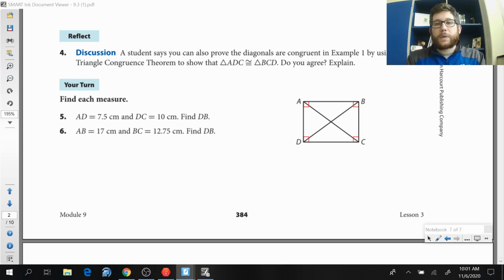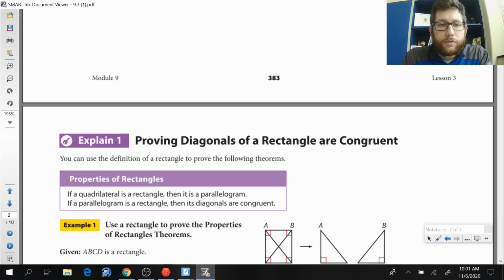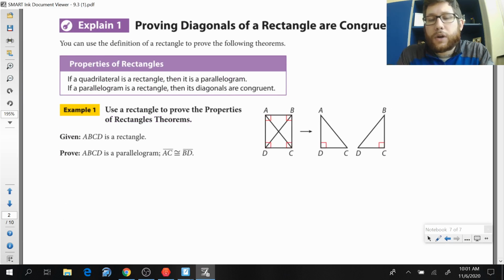Now, rectangles people tend to have a pretty easy time with. It is really important, though, that you do know these theorems, okay? If you don't know your parallelogram properties, if you don't know that opposite angles are congruent, opposite sides are congruent, consecutive angles are supplementary, and diagonals bisect each other, all right, you're going to have a hard time because we're going to stack more theorems on top.